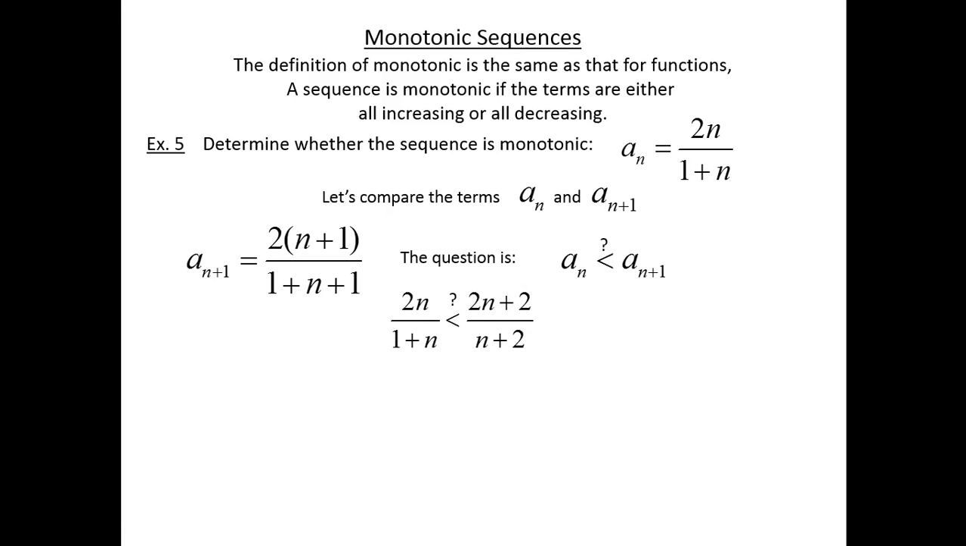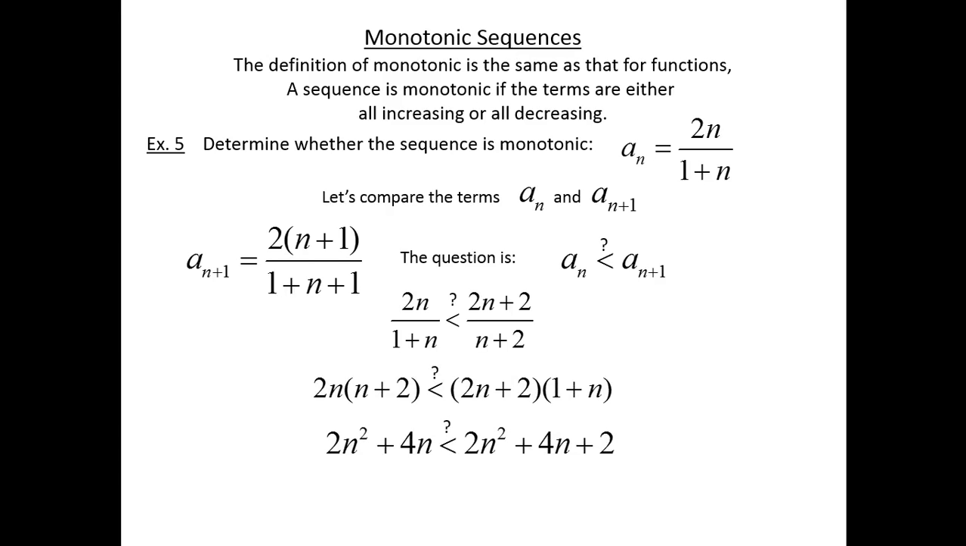I'm going to set up a little inequality here comparing the a sub n term and the a sub n plus 1 term. And do a little algebra here, just cross multiply. Simplify the terms. You'll notice that it simplifies down to 0 less than 2. Is that a true statement? 0 less than 2? Yes, of course it is. It will always be a true statement.